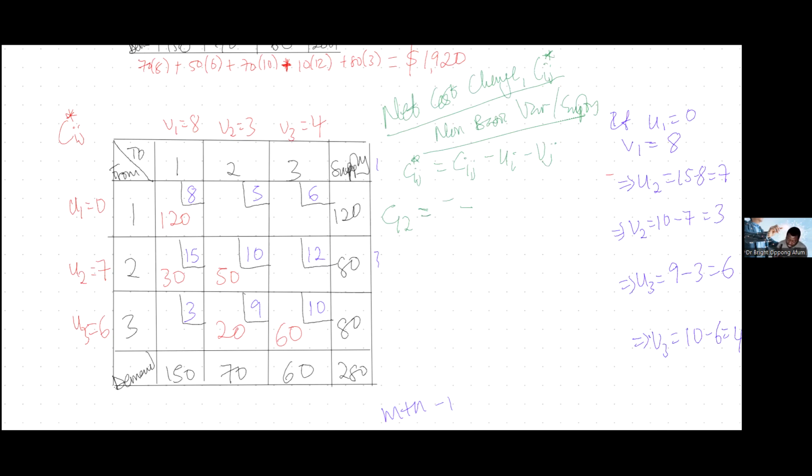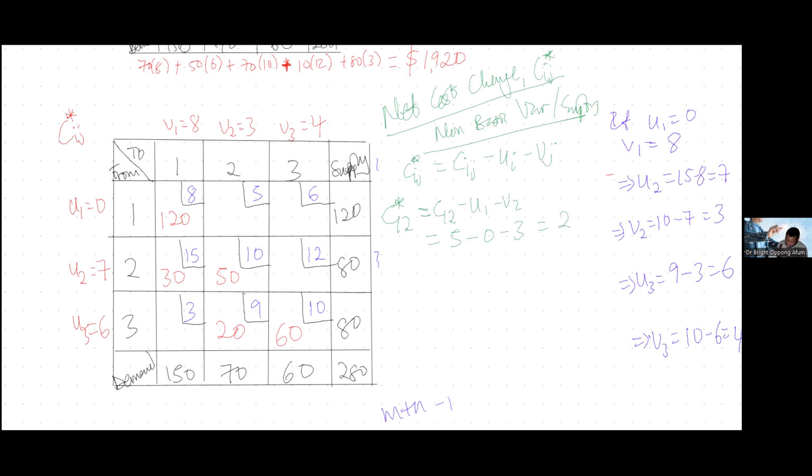Okay, let me write the expression here so we will understand where we are getting all these values from. U1, V2, right? So this will be 5 minus 0 minus 8. V2 is 3. Yep. And that will be 2.